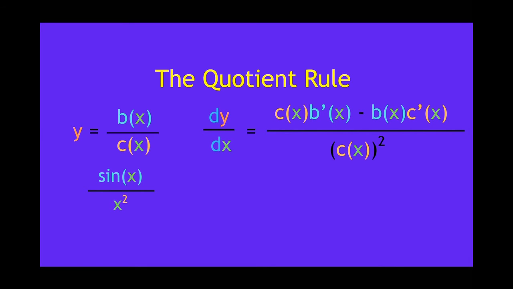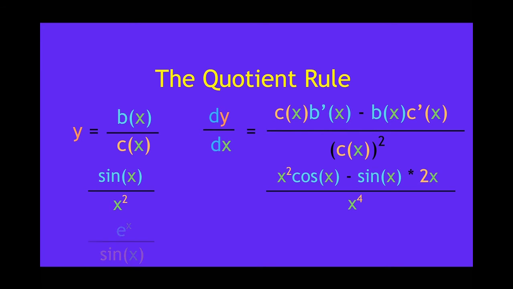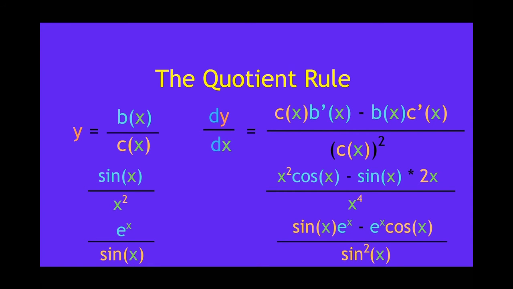To start, we have the sine of x divided by x squared. Our derivative is going to end up being x squared times the cosine of x minus the sine of x times 2x, all divided by x to the fourth. Another example would be e to the x divided by the sine of x. So our derivative is going to end up being the sine of x times e to the x minus e to the x times cosine of x, all divided by the sine squared of x, or the sine of x squared, however you want to put it.